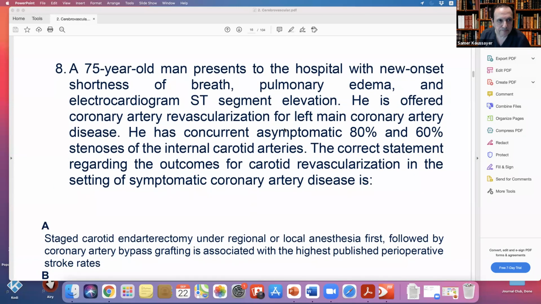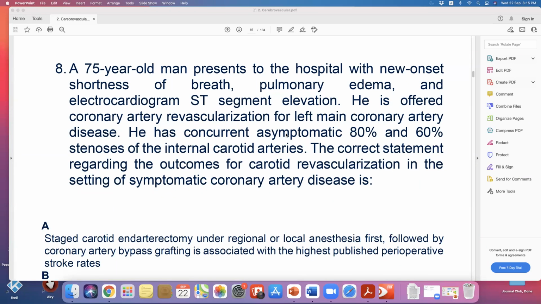Number 8. A 75-year-old man presented to the hospital with new onset shortness of breath, pulmonary edema, and ST segment elevation on electrocardiogram. He is offered coronary artery revascularization for left main coronary artery disease. He has concurrent asymptomatic 80 and 60 percent stenosis of the internal carotid arteries. What is the correct statement regarding the outcome for carotid revascularization in the setting of coronary artery disease?